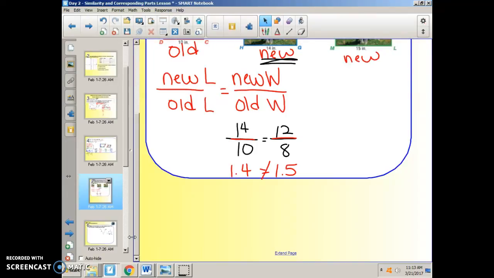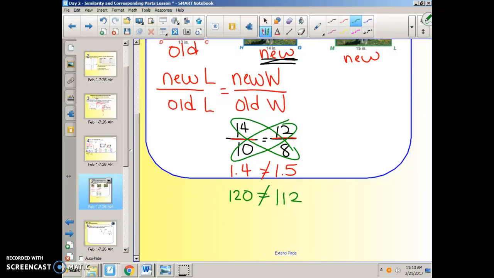The other way you could have done it is to do cross multiplying. We've talked about that a lot the last couple days. So if I circle those, 12 times 10 is 120. 14 times 8 is 112, I believe. And again, not equal. Okay, so the scale factors are not the same, so it's not similar.